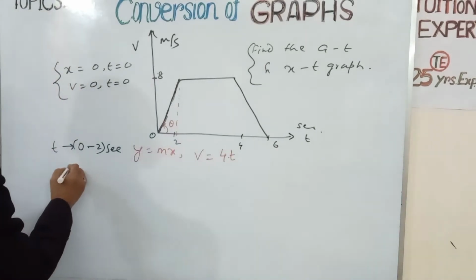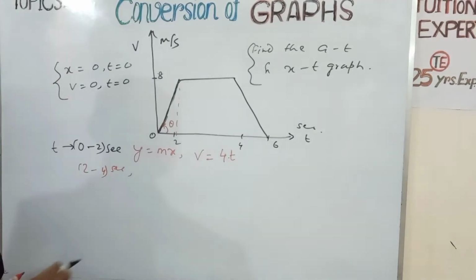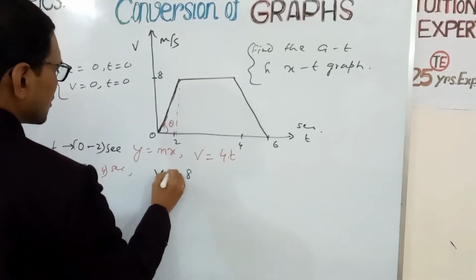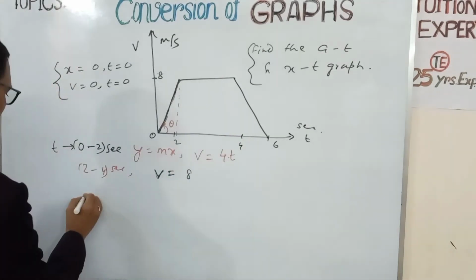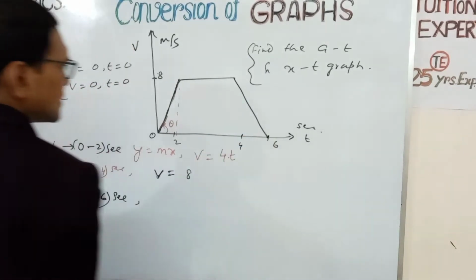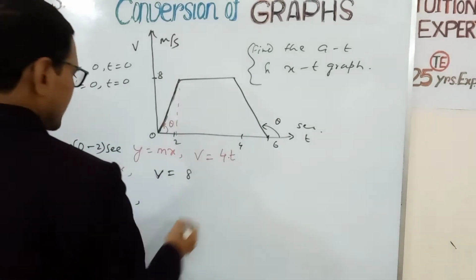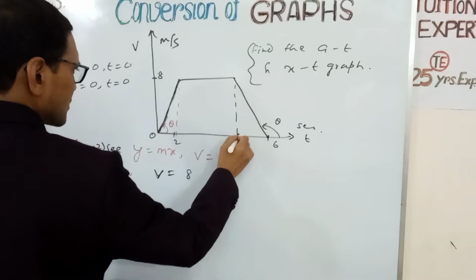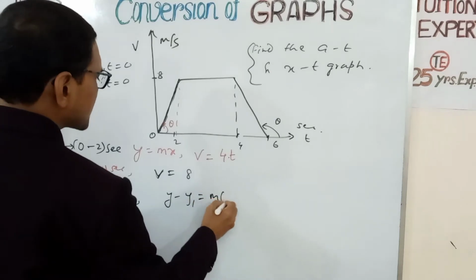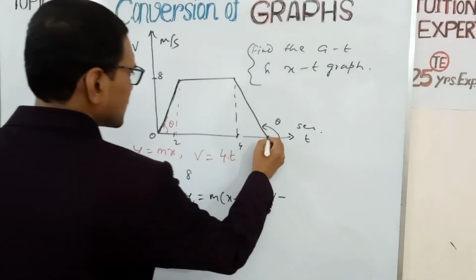Now from 2 to 4 second, what is the equation? Equation is v equal to constant, v equal to 8. Now 4 to 6 second, what is the equation? Now here the slope is negative, theta is greater than 90, and the slope is 4, negative slope, and the equation will be y minus y1 equal to m into x minus x1. So y, that is v, minus y1.